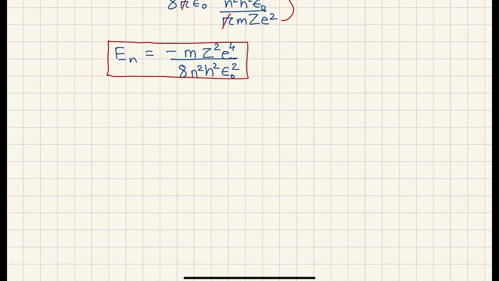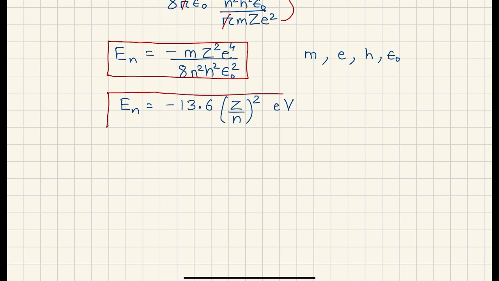Again, as you can see, most of the terms such as m, the mass of electron, e, which is the charge of electron, h, which is Planck's constant, and epsilon naught, which is permittivity of free space, they are all constant terms. And 8 is obviously constant. So most of the terms here are constant. So if you substitute those values, you get En is equal to minus 13.6 Z over n, the whole square, and this value is in electron volt. So this expression is quite widely used in solving numerical problems.